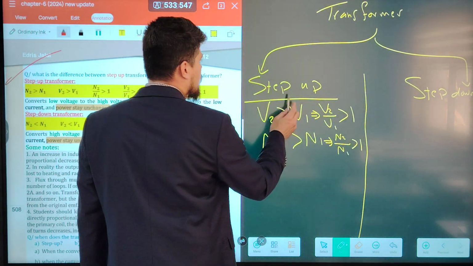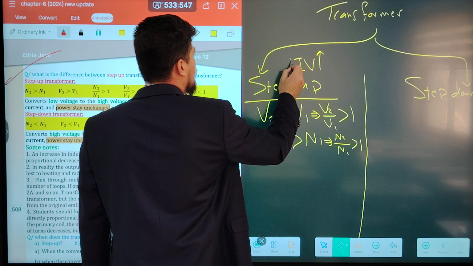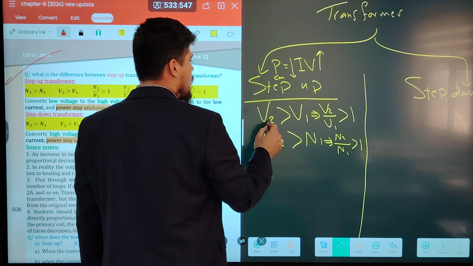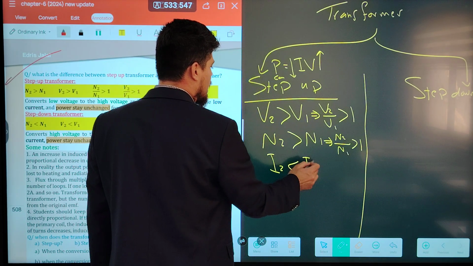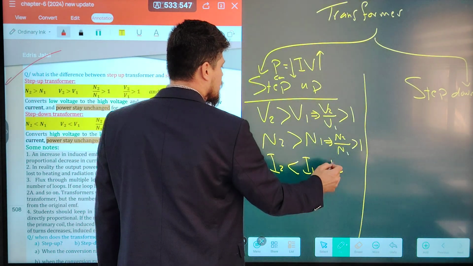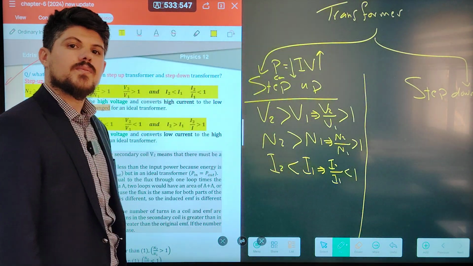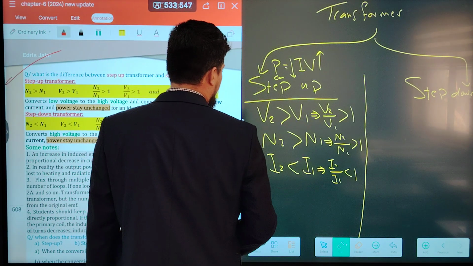In a step-up transformer, what happened to the potential difference? Increases. How about current? Decreases. But power is constant. When V2 is bigger than V1, I2 should be less than I1. So I2 over I1 is less than 1. Okay? So the conversion ratio is bigger than 1.